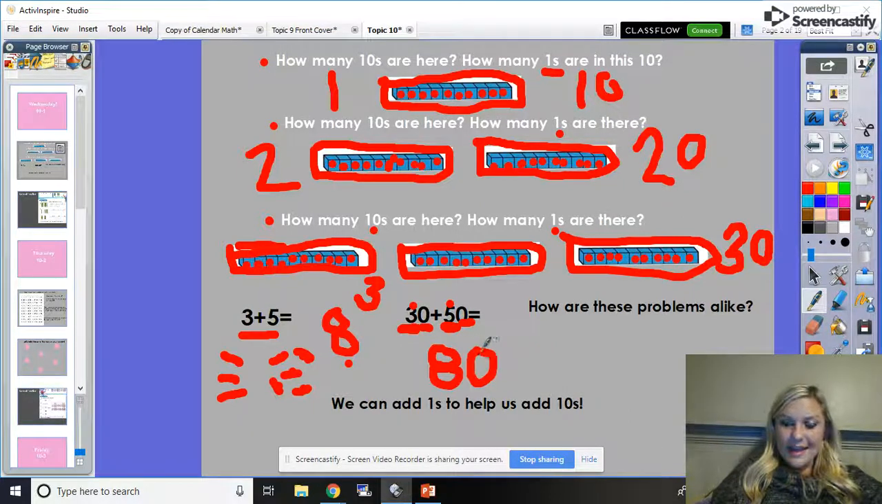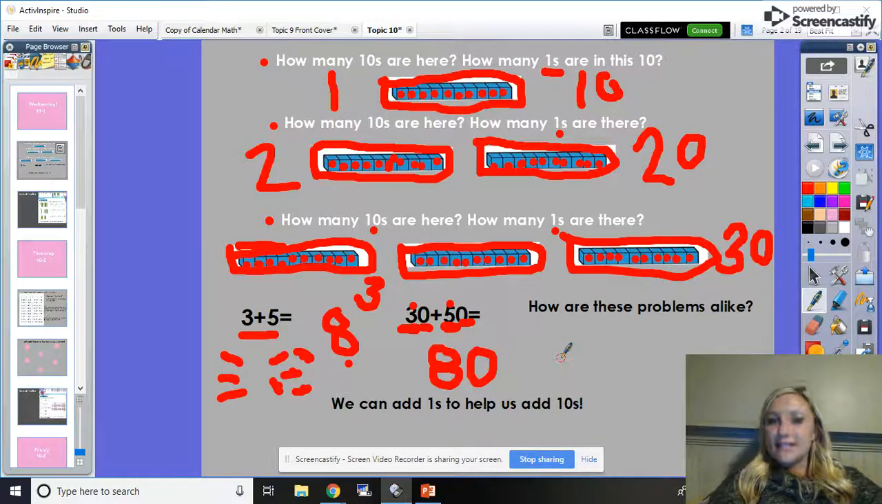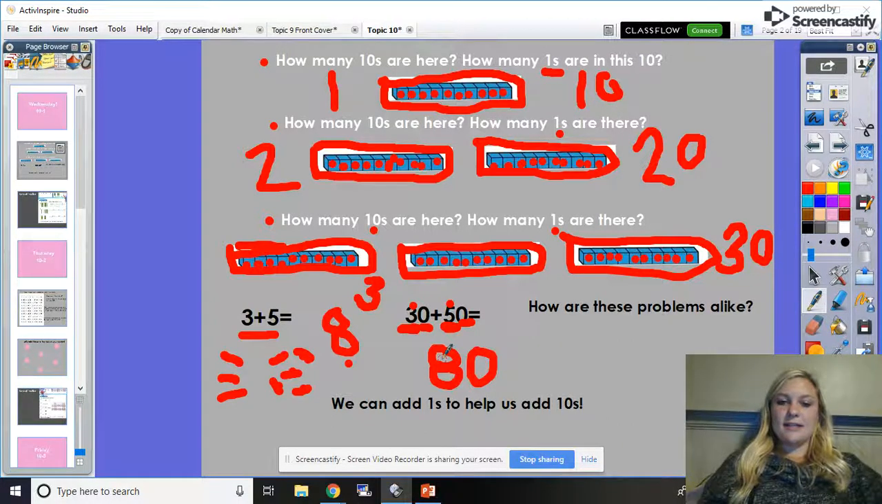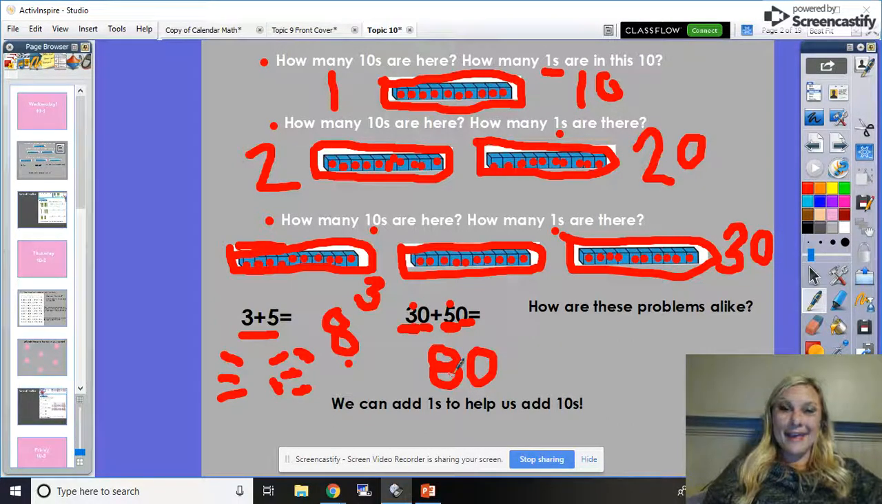So we have 80. And remember, anytime you say a number that ends in the sound T, like 80, 70, 60, that means there's a 0 at the end. So we have 80. So we learned that we can add ones to help us add tens. All you have to do is add the digits in the tens place and then add your 0.